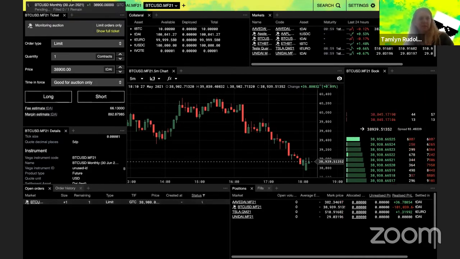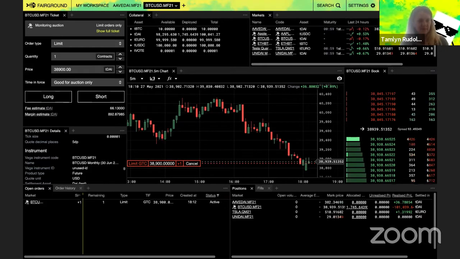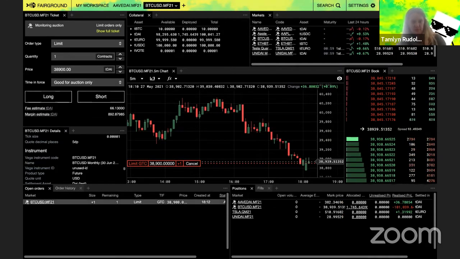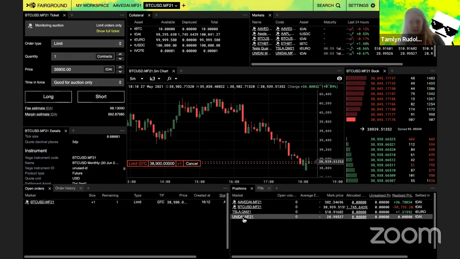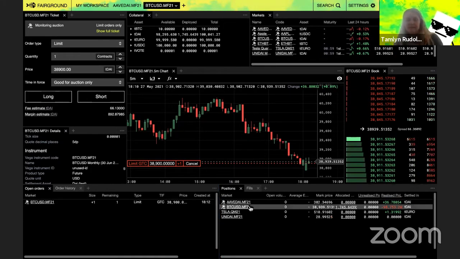Right, so what happens is this order has now been processed by the network. Remembering this is a fully decentralized distributed system going on here. This order has been processed, and I now have an open order of +1. It's at the limit price of 38,900. So that's the most I'm willing to buy for. Okay, so we've flicked back into an auction. But nonetheless, even though it's flicked back into an auction, I can go look at the positions here.